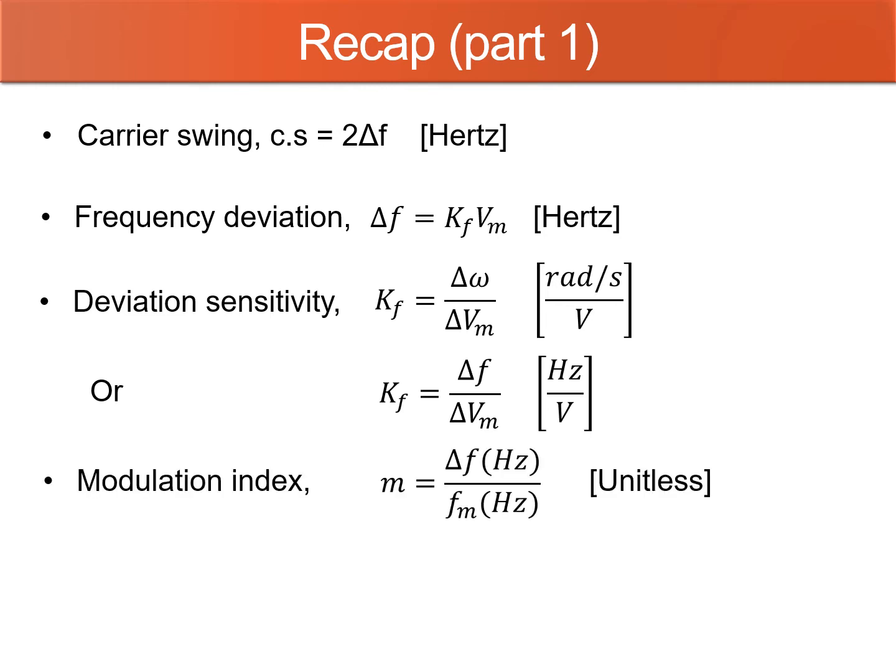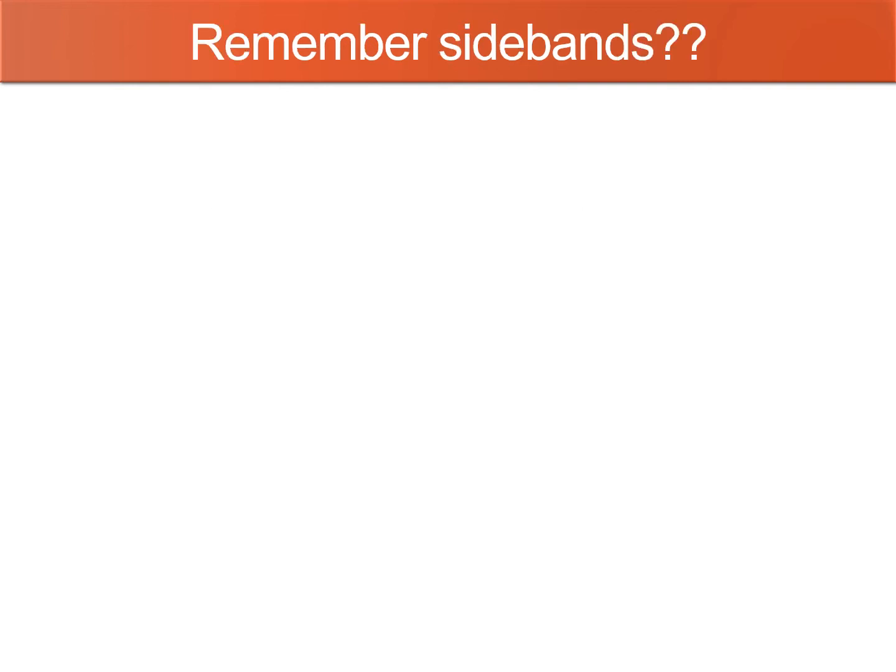And here is the modulation index, m equals delta F over Fm, and it is unitless. Okay guys, remember the sidebands in AM. For the sidebands of AM, we have FC, which is the carrier frequency, and here we have the lower sideband frequency and the upper sideband frequency. Here is the frequency spectrum of the AM.